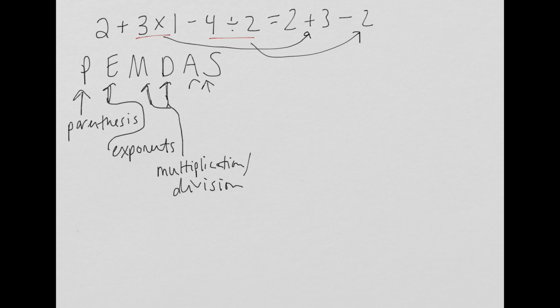And then lastly, these two again are going to be lumped. We have addition and subtraction. So let's go left to right. 2 plus 3 is 5. 5 minus 2 is going to be 3. So there's my final answer. So we're going to do parentheses first, exponents, multiplication and division at the same time, addition and subtraction at the same time. So let's do some examples.